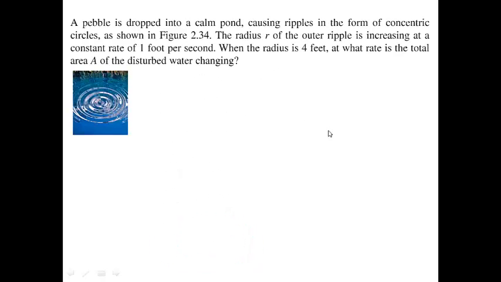All right. Let's try this one. A pebble is dropped into a calm pond, causing ripples in the form of concentric circles, as shown in figure 2.34. The radius of the outer ripple is increasing at a constant rate of 1 foot per second. Every second, this ripple is traveling a foot. So the circle is getting bigger and bigger. When the radius is 4 feet, at what rate is the total area of the disturbed water changing? So they want you to find the inside area of that circle when the radius is 4 feet.